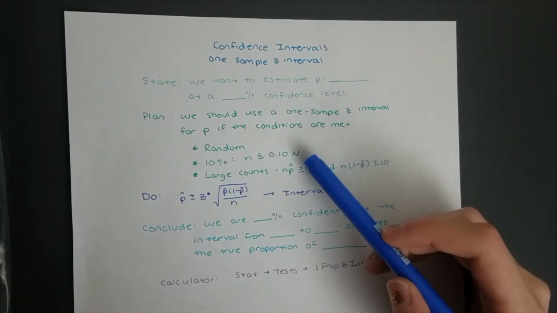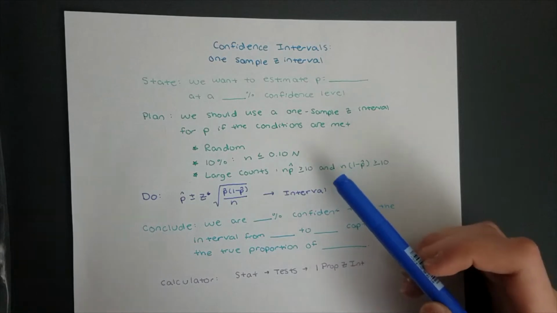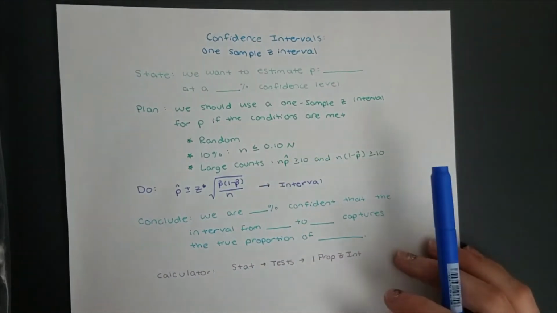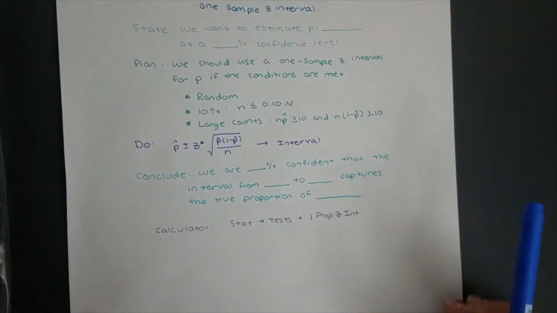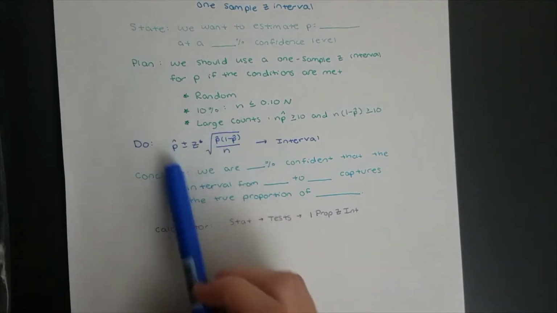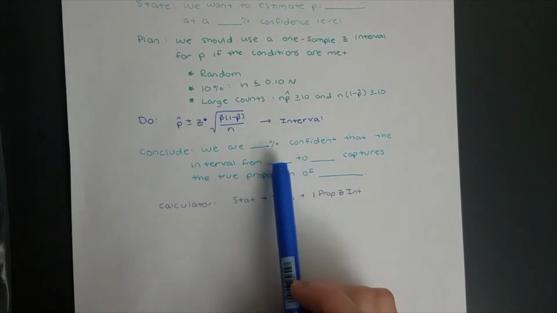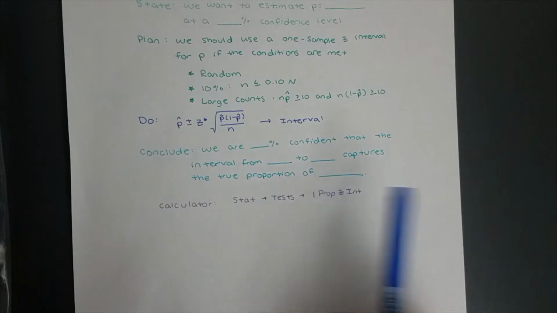The 10% condition requires that the sample size is no more than 1/10 of the population size. And the large counts condition requires that there are at least 10 successes and 10 failures, which occurs when n times p hat and n times 1 minus p hat are all at least 10. To do this problem, plug all the values into the equation for the confidence interval, which is given here. And then in conclusion, you want to state that you are whatever percent confident that the interval from your two values found captures the true proportion in context.